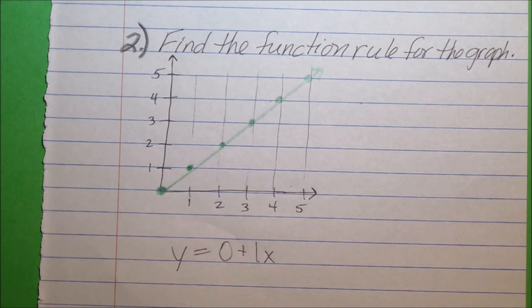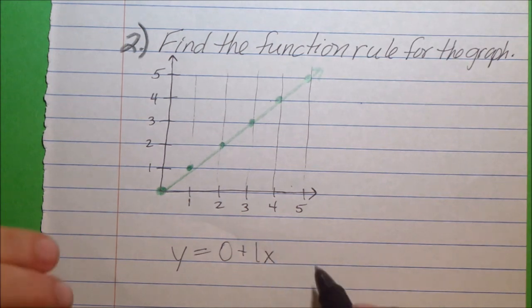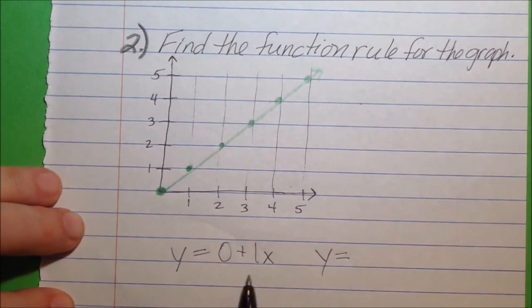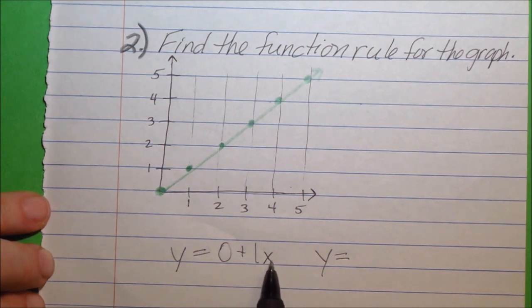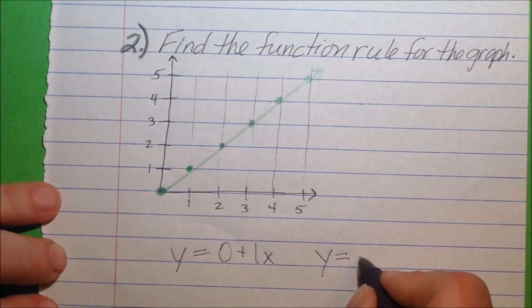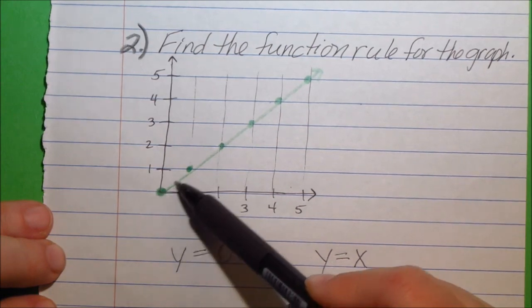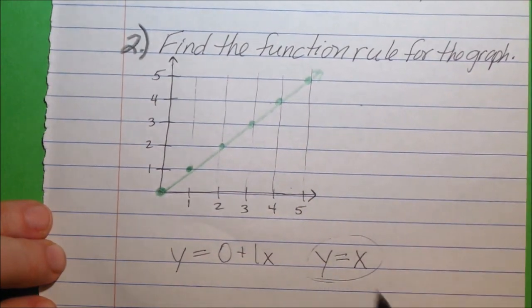Well, this looks weird. We discussed in our notes earlier, we don't need this 0 because 0 plus whatever this is isn't going to change whatever this is. So we don't need it. So it really should be written y equals 1x. When we have a variable and the number in front of it is 1, do we show the 1? No, we don't, because 1 times whatever x is isn't going to change x, because 1 times anything is still itself. So we would get rid of this 1 as well. And so the function rule for this line on this graph is y equals x.